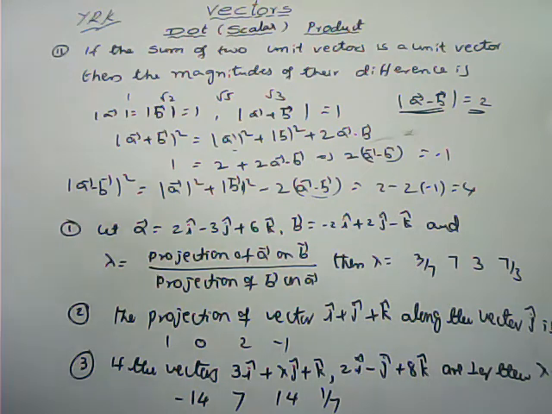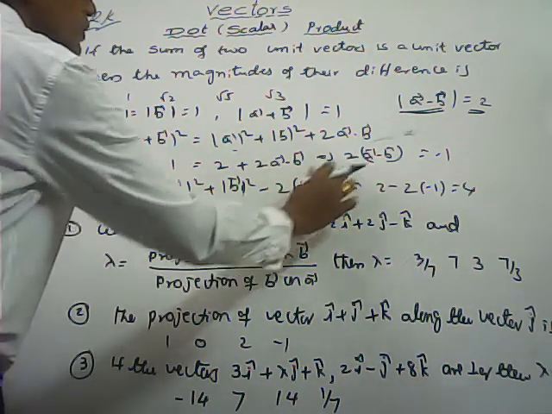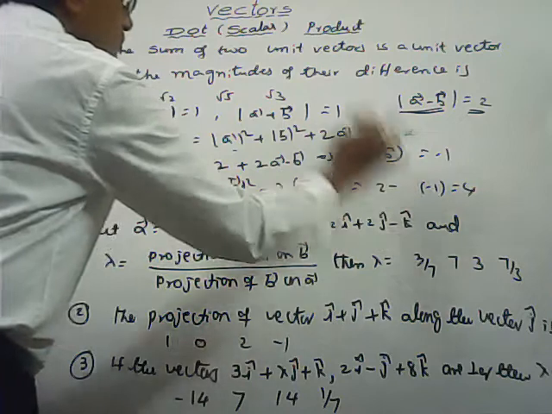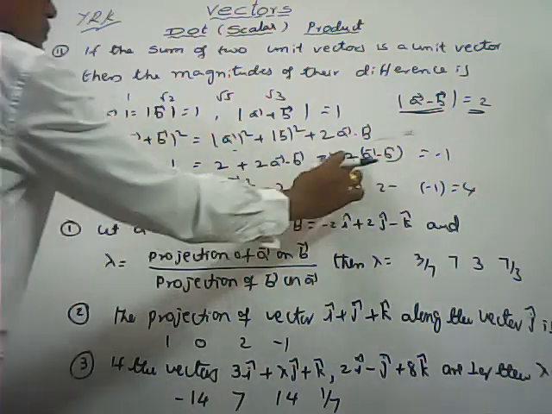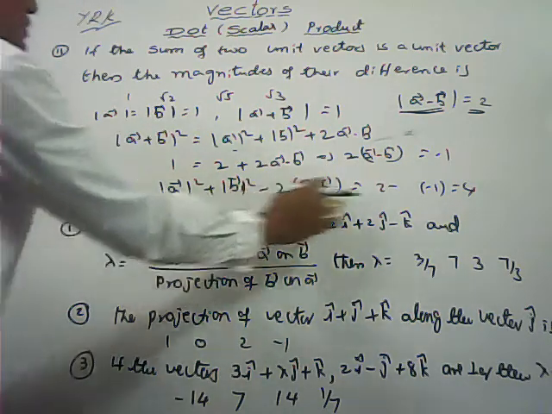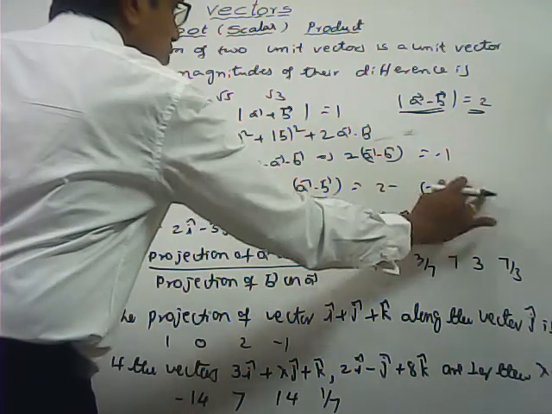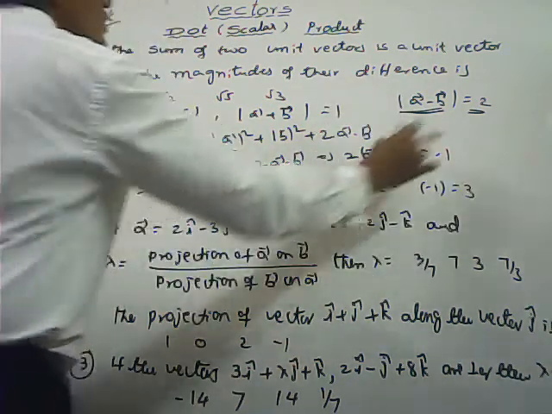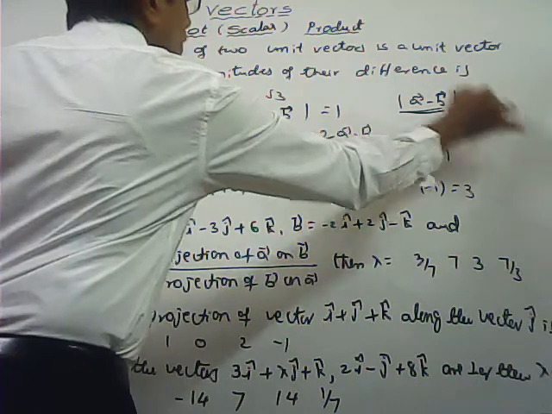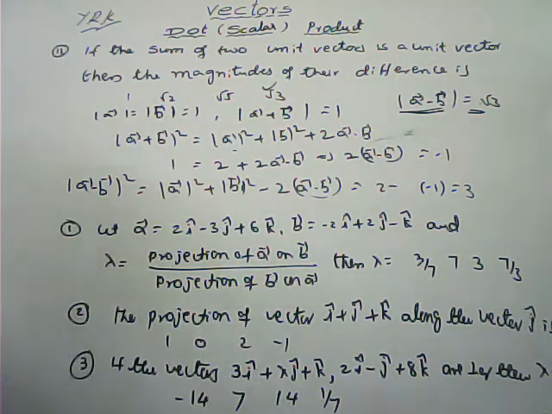Sorry, here is a small mistake. 2 into A bar dot B bar, that value is minus 1. So minus of minus 1, that is plus 1. 2 plus 1, 3. So here we get square root of 3. Fourth option is the correct one.